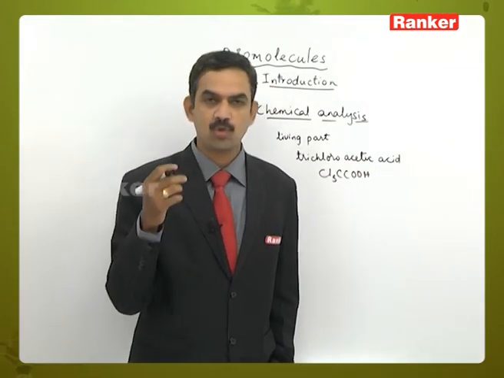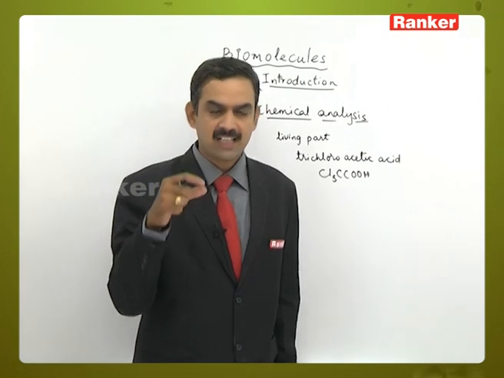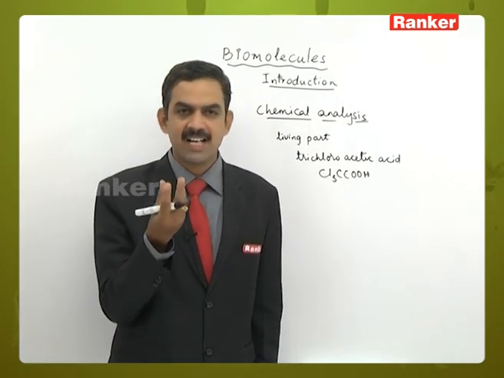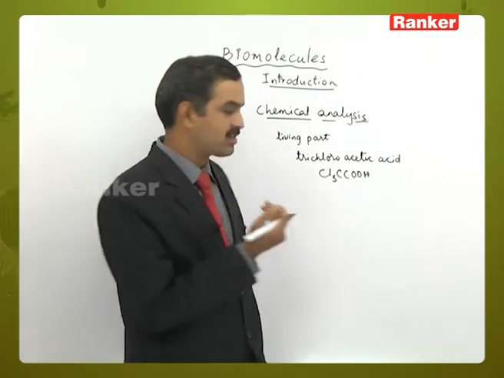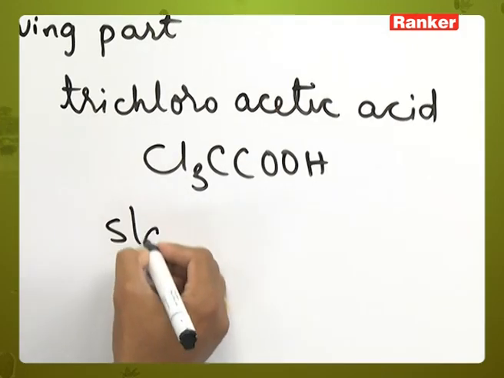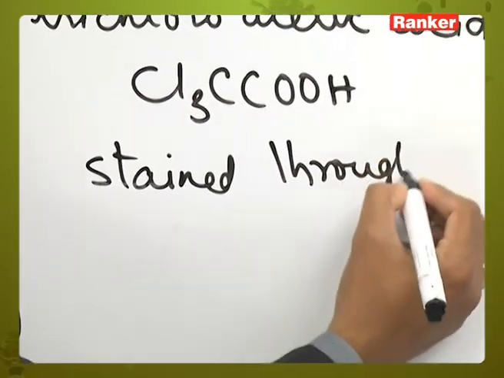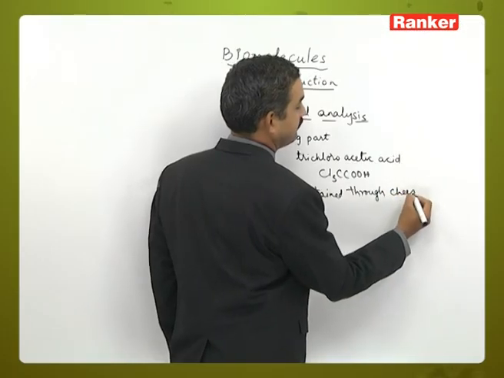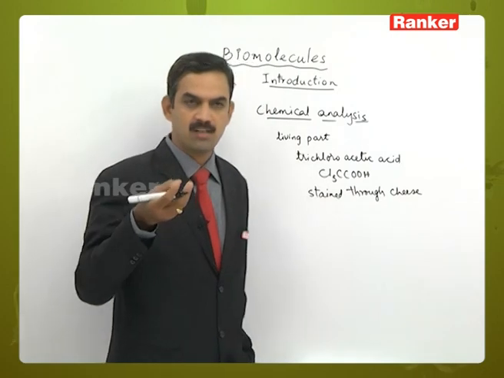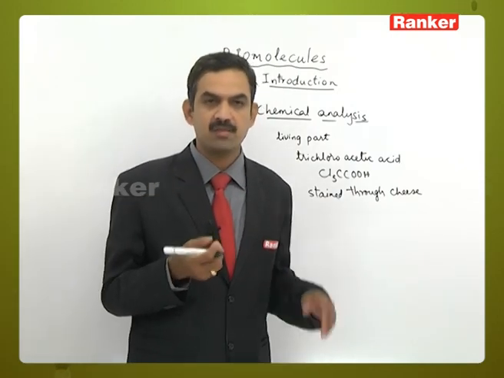Trichloroacetic acid, that has to be ground, and we get a thick slurry. That slurry has to be strained through cheese cloth or some cotton filter-like thing, so that we get two parts.